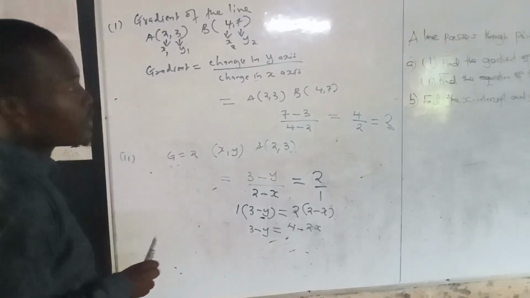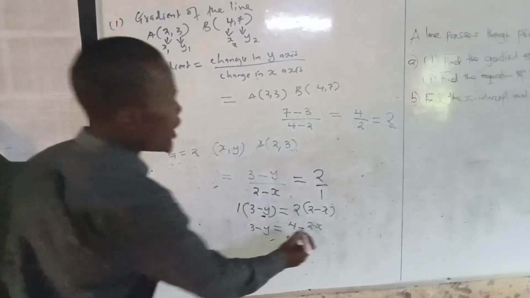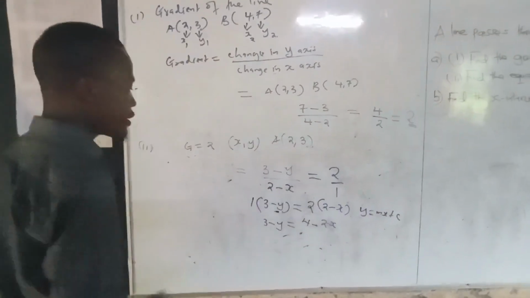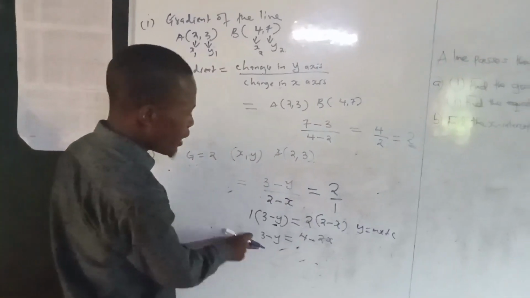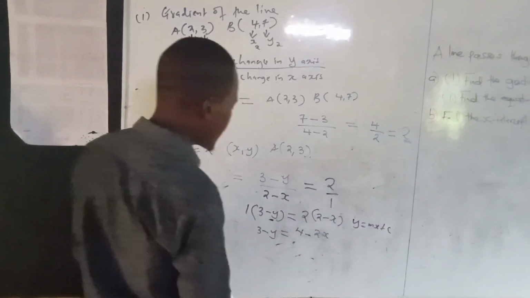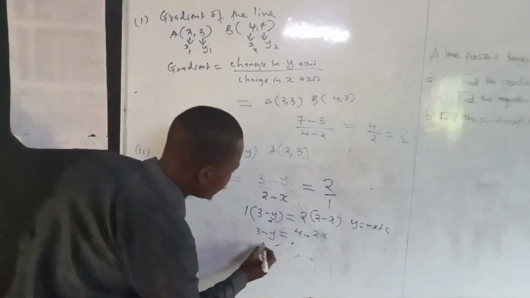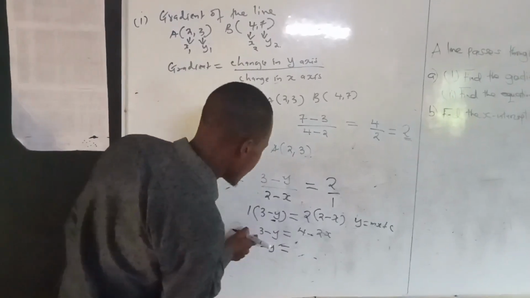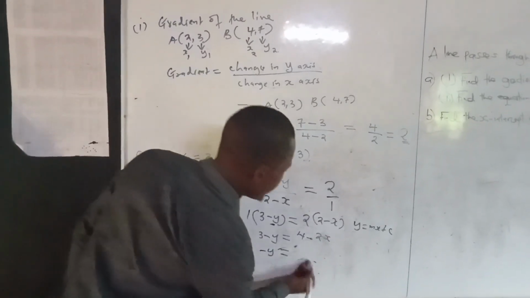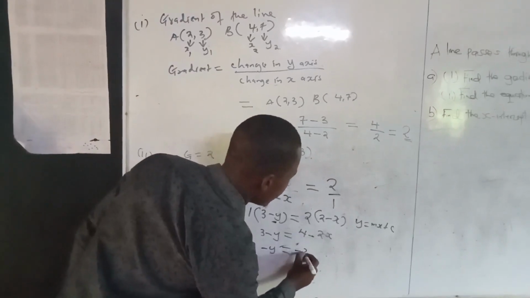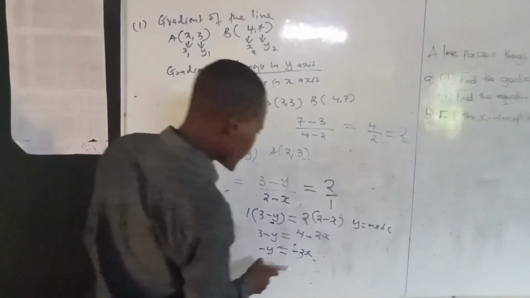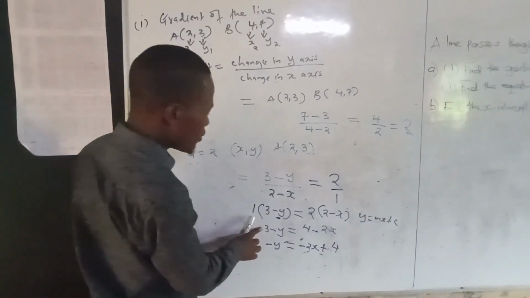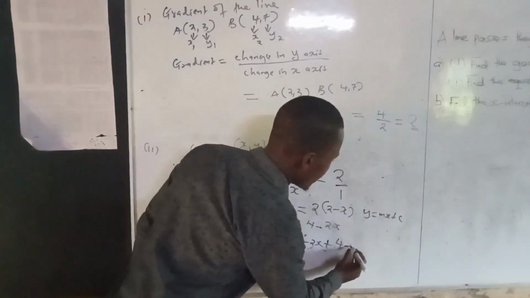Remember the question was asking you in the form of y is equal to mx plus c. So let us rearrange it. That means that we only remain with y this side. The others will cross the equal sign. So when we remain with y here, we have negative y is equal to, these 3 will cross the equal sign, and therefore now we have negative 2x, then plus 4, and this one is positive. When it crosses the equal sign, it will be negative 3.